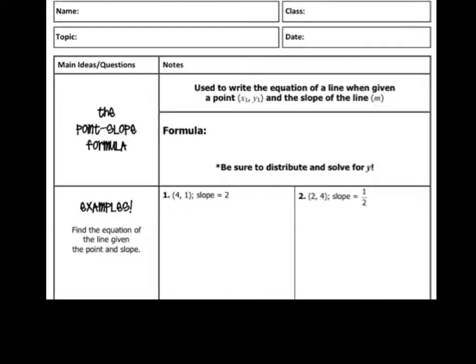Today's notes are over point-slope formula. So we have been working with several different types of linear equations, and today we are working on our last one. So far you are supposed to know slope-intercept form, and you're also supposed to know standard form. So today we're going to learn point-slope formula.